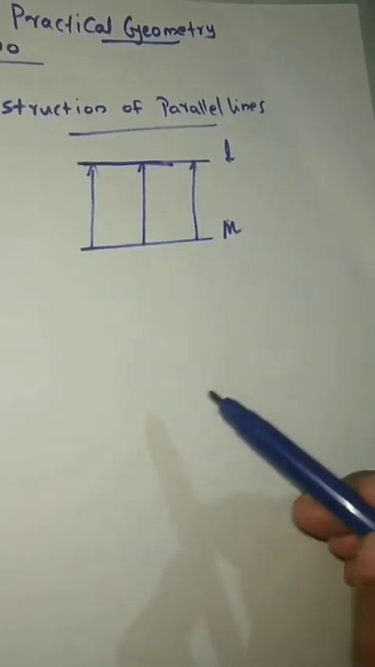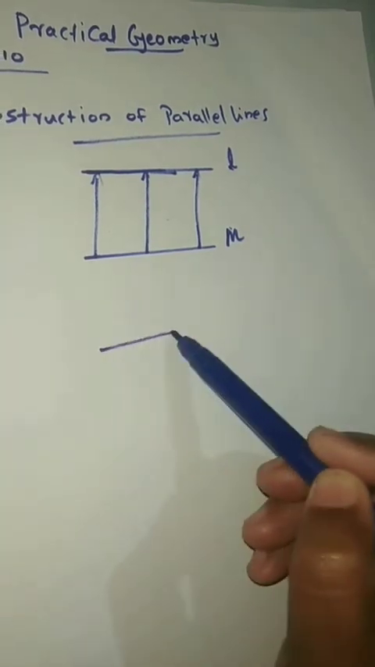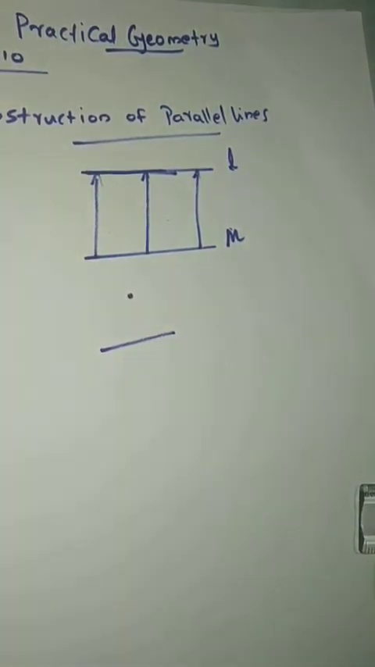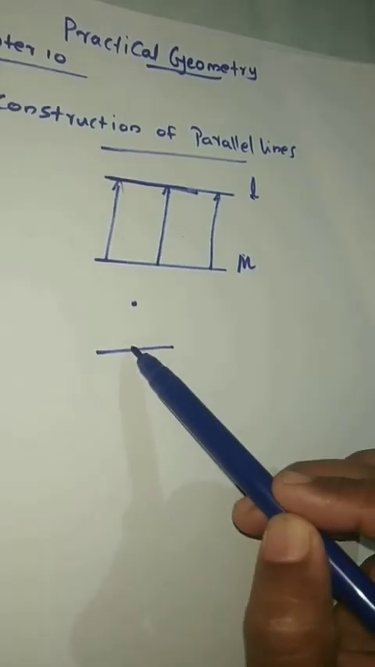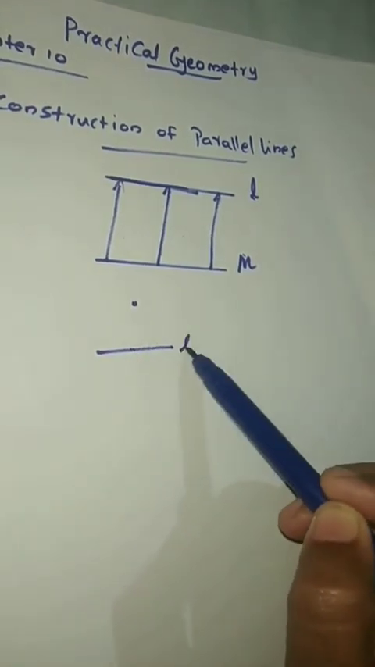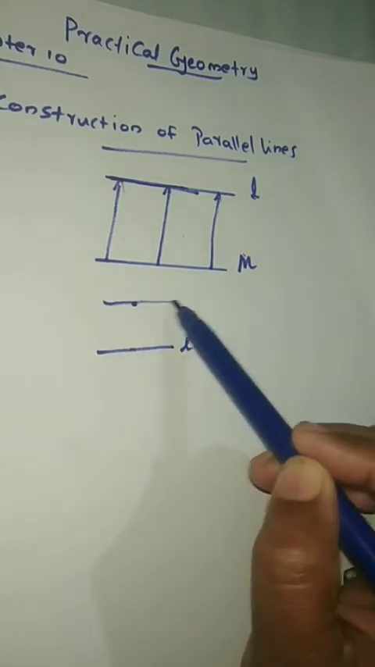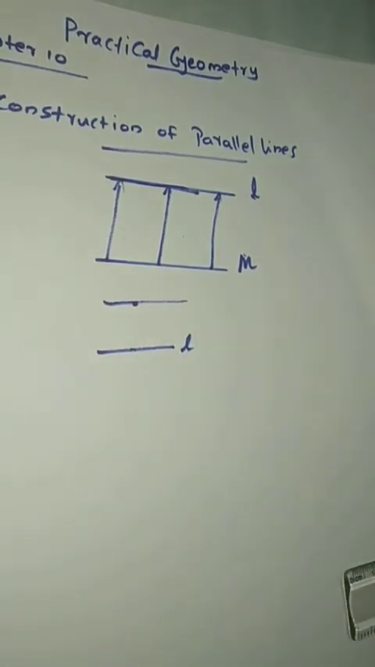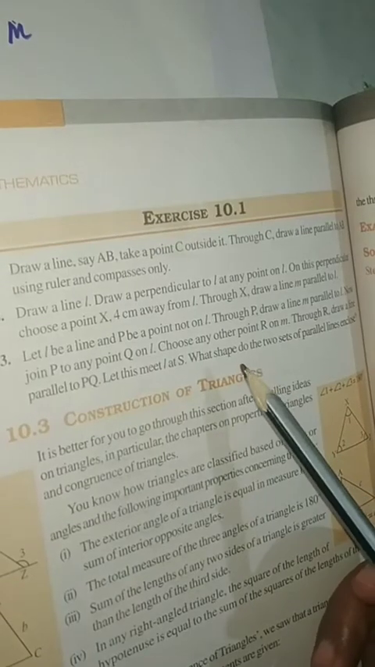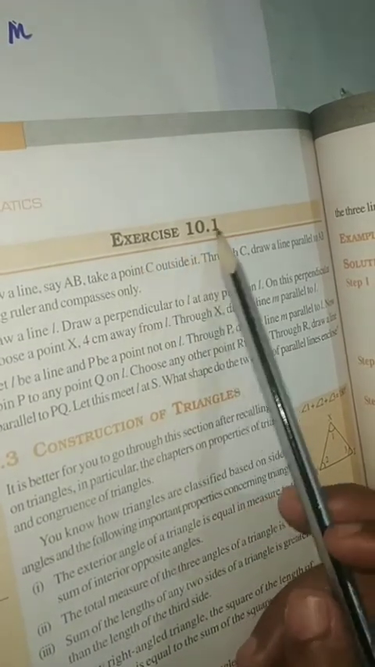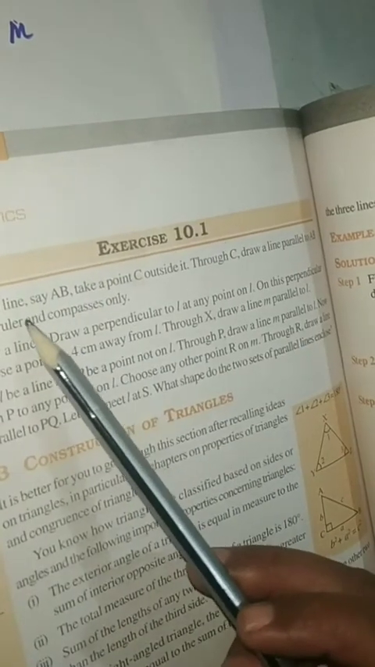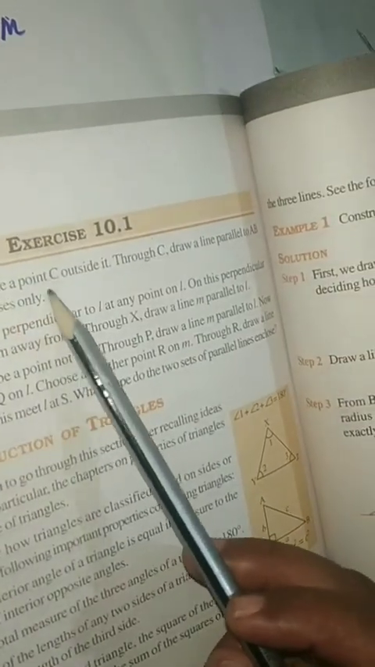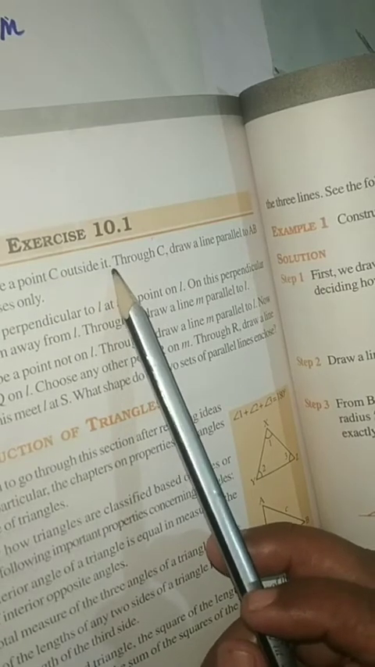Now, if a line is given and the point is here, how can we draw a parallel line to this line L? How can we draw? Now we can discuss exercise 10.1 first question. Draw a line, say AB. Take a point C outside it. Through C, draw a line parallel to AB, using ruler and compasses only.